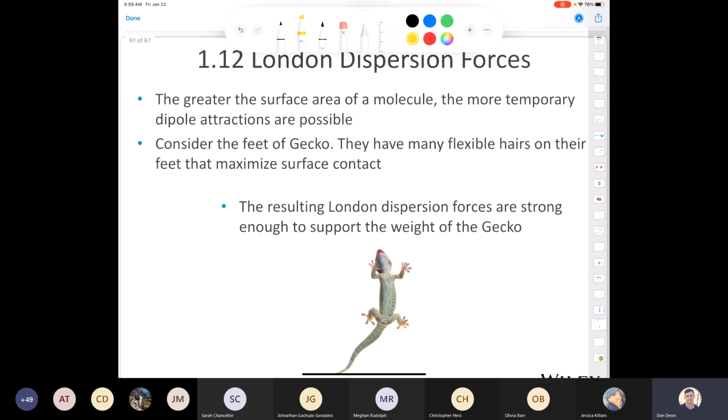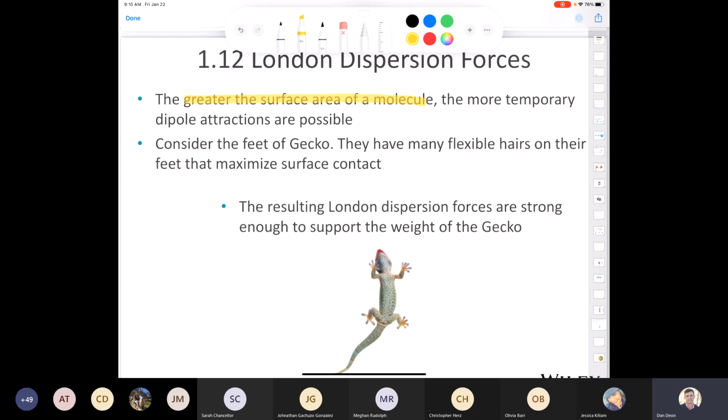So what does that mean? The conclusion would be the greater the surface area of a molecule, the more temporary attractions you could have, the more fleeting dipoles you're going to have. So the bigger the nonpolar molecule, the stronger the attraction, the greater the intermolecular forces, the higher the boiling points, the melting points, et cetera.